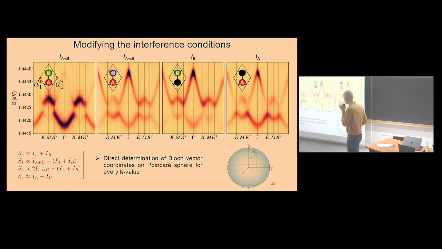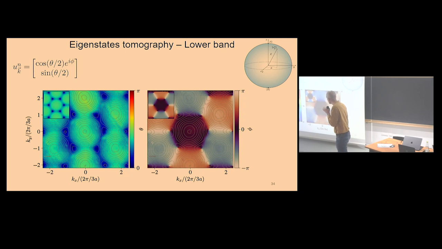Okay, so once we have these 4 measurements, we can, for each K, determine basically the coordinates of the corresponding Bloch state onto the Poincaré sphere. And then we can reconstruct a map of this angle theta here that represents the polar angle of the state, and this angle phi as a function of kx and ky, over the full Brillouin zone. So we can discuss a little bit what we observe here.